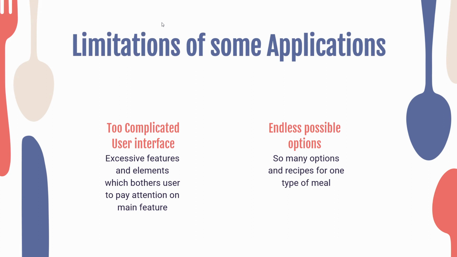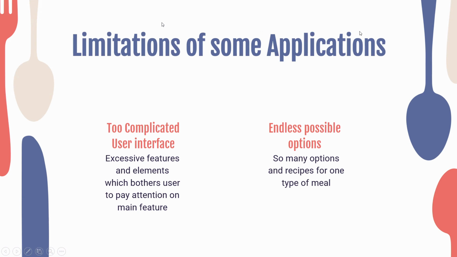While looking through the applications, we found many problems which fall into two types: the problems with design, and the problems with the logic, the sequence of the pages that the user gets into. The first problem with the design was the user interface, which is too complicated, and for us students, it has very excessive features and elements which really bother them from paying the main attention to finding a recipe to make a good meal.